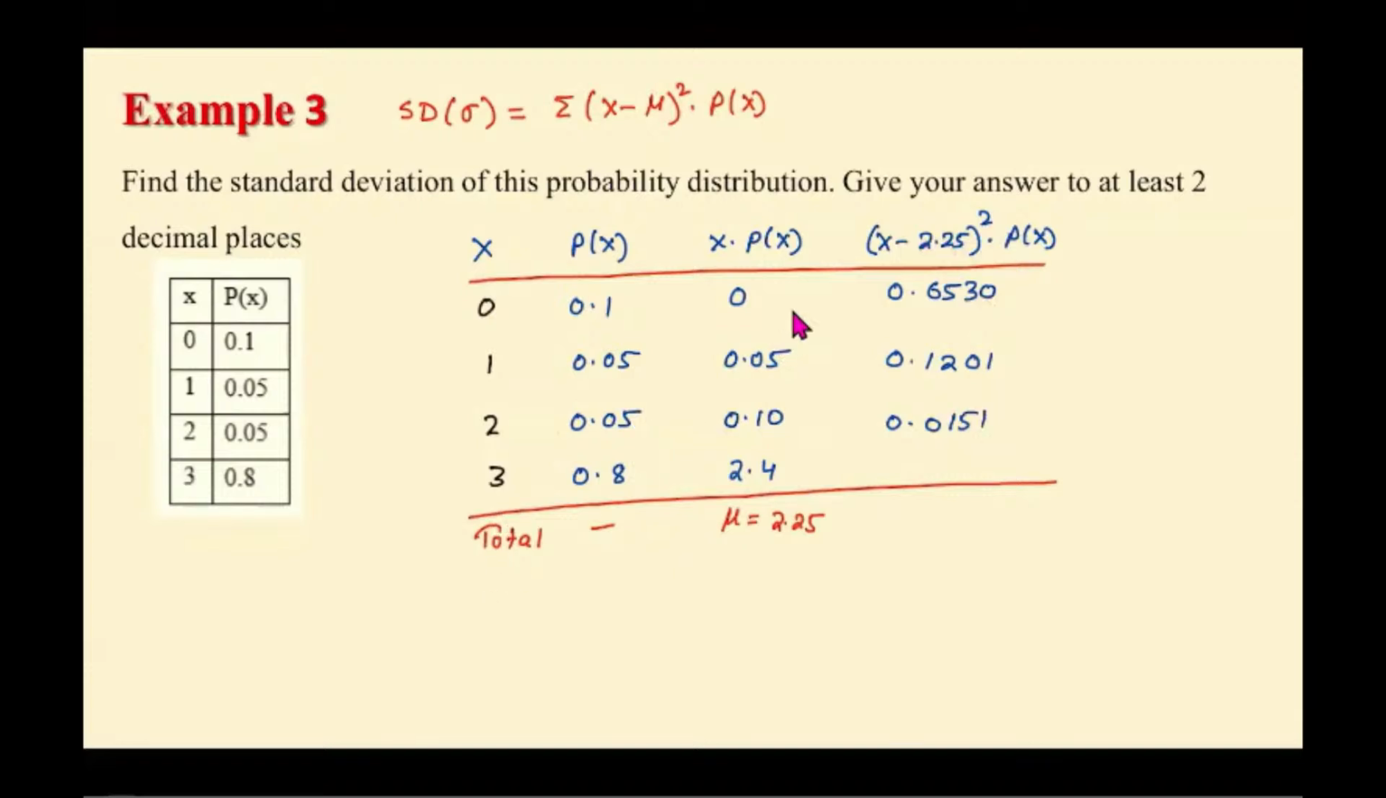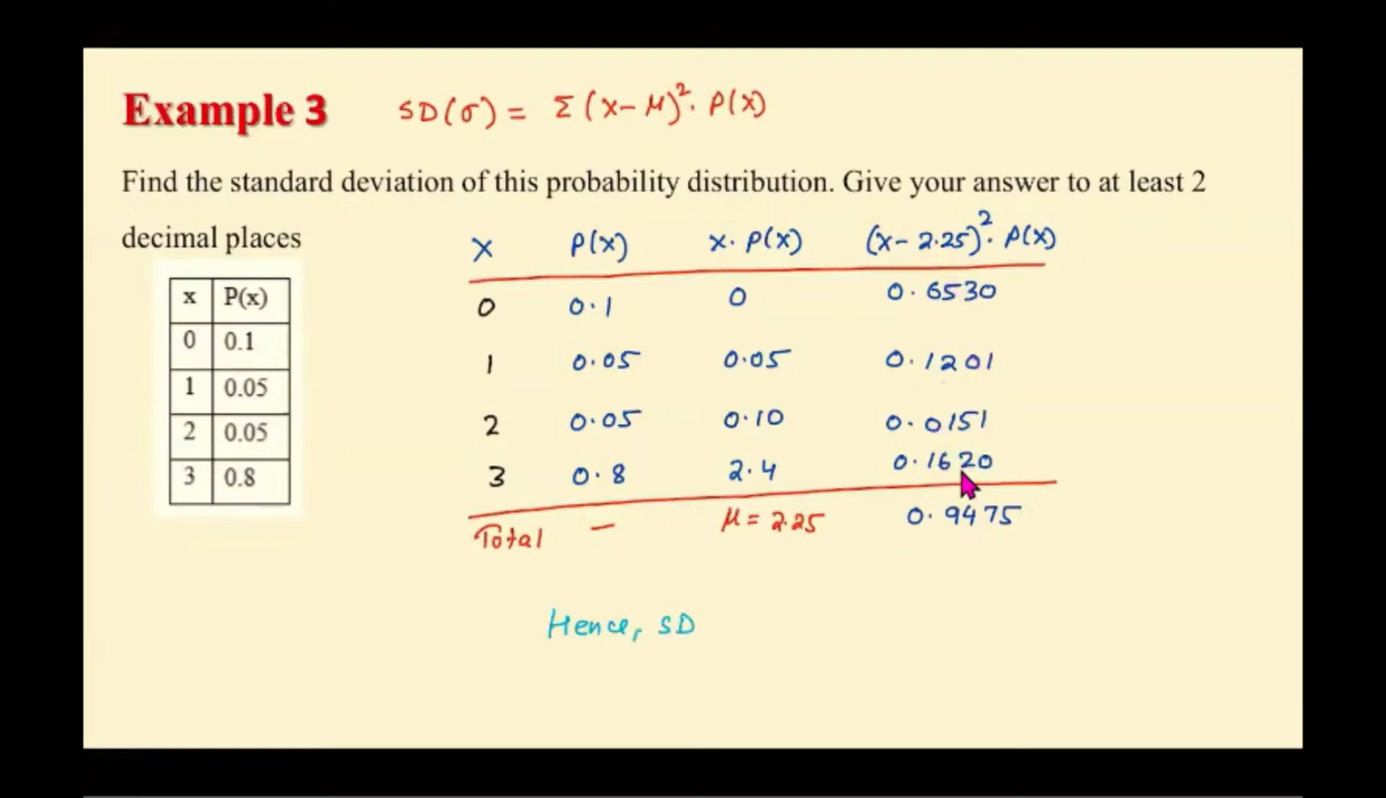And finally, we plug in 3. So (3 minus 2.25) squared multiplied by 0.8 is 0.1620. And then if we add all these numbers, we get 0.9475. So now we can find our final answer.